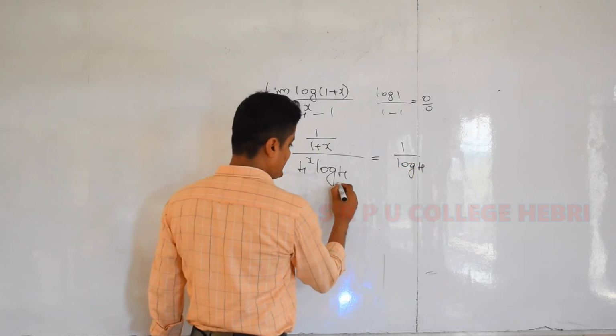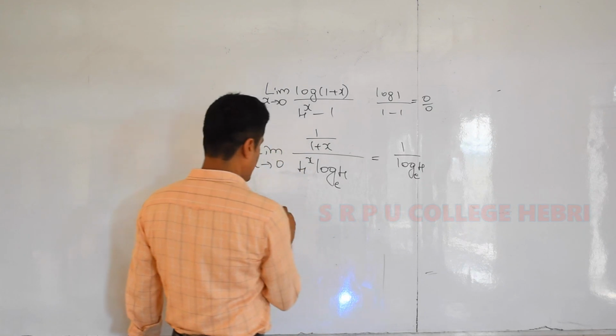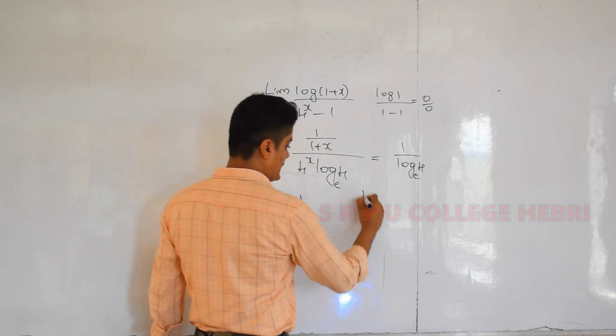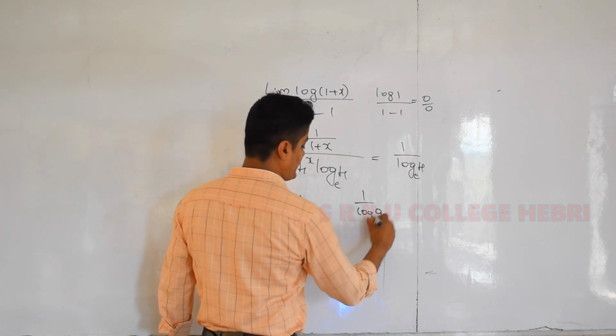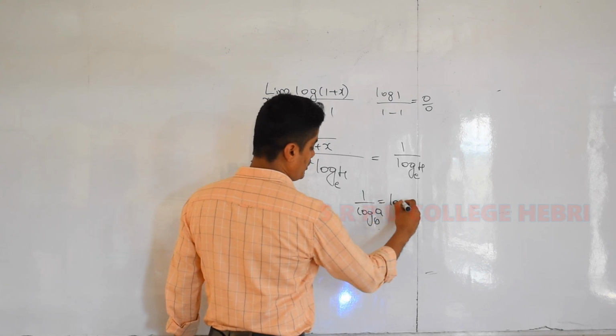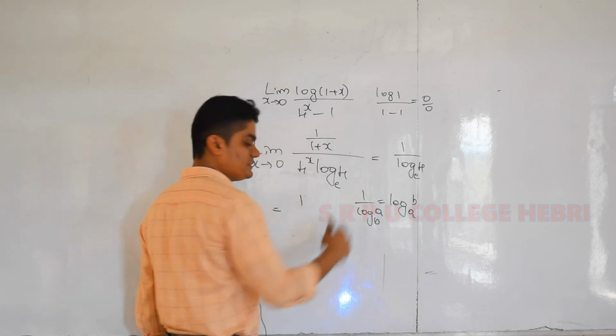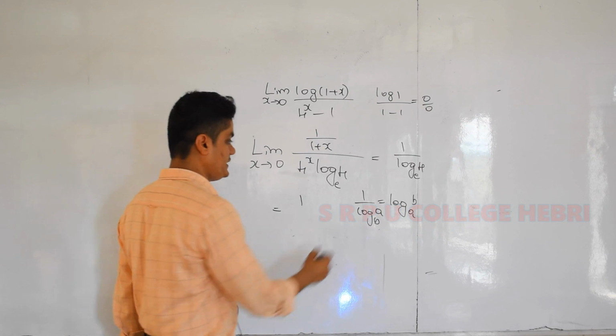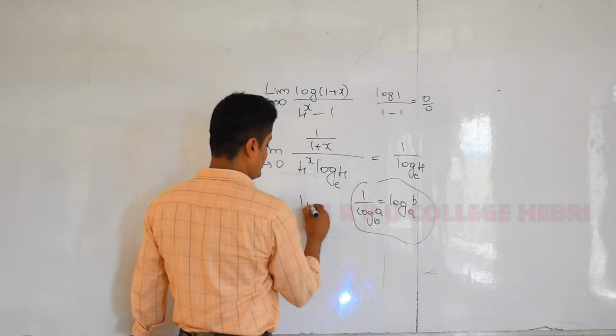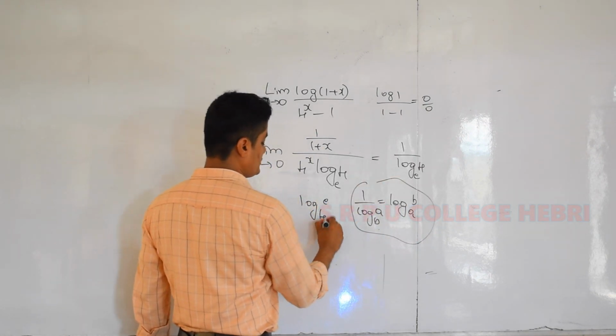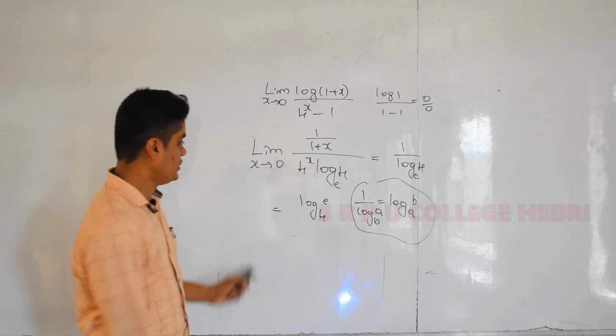What is the base actually? Base is nothing but e. And 1 by log of a to the base b is also equal to log of b to the base a. If we change the position of base and number, the numerator goes. So using this, it is equal to log of e to the base 4. So this is the required answer.